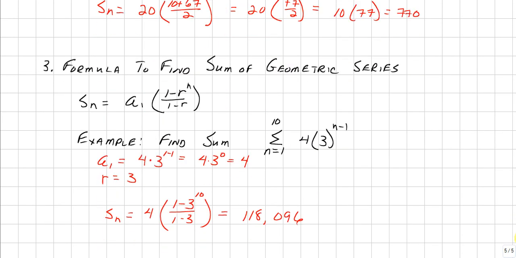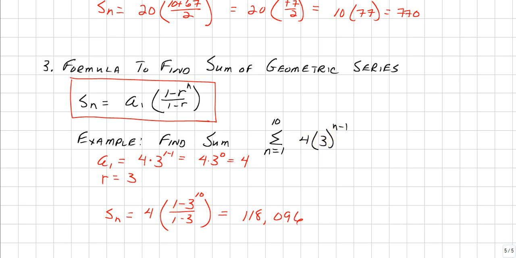Okay, same thing for a geometric series. Here's the formula to find the sum of any geometric series. It says take the first term times, in parentheses, 1 minus the common ratio to the nth power, all over 1 minus r. So here's an example of how that would work. Here I have an example. It says find the sum. I'm starting at n equal to 1, and I'm going to n equal 10. And here's my geometric series formula. It's 4 times 3 to the n minus 1.